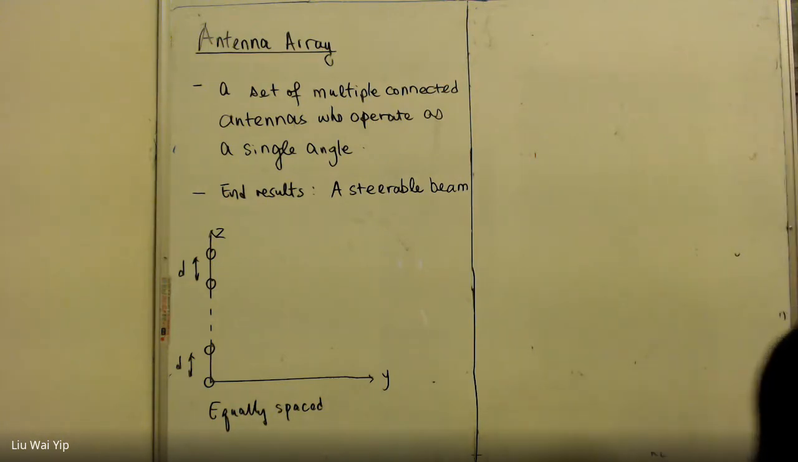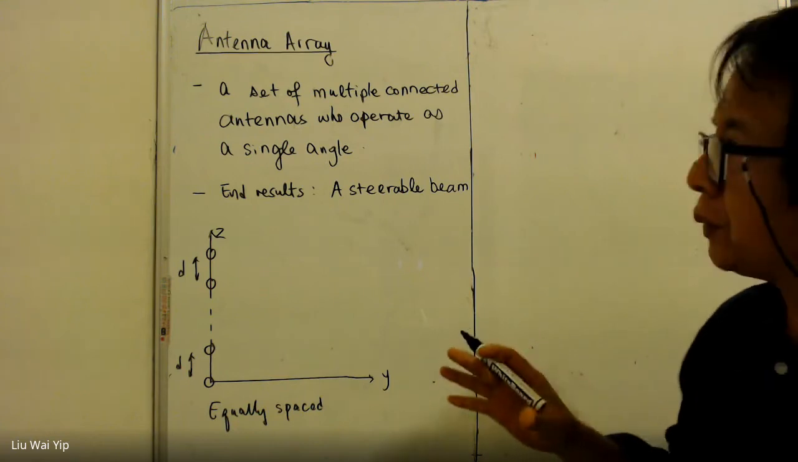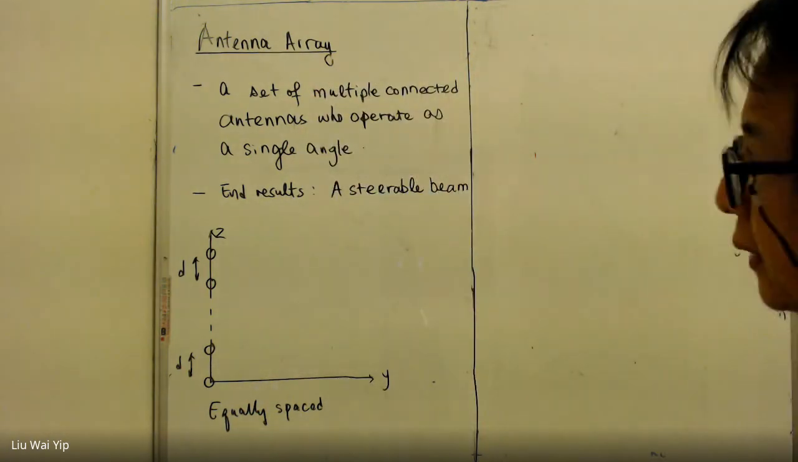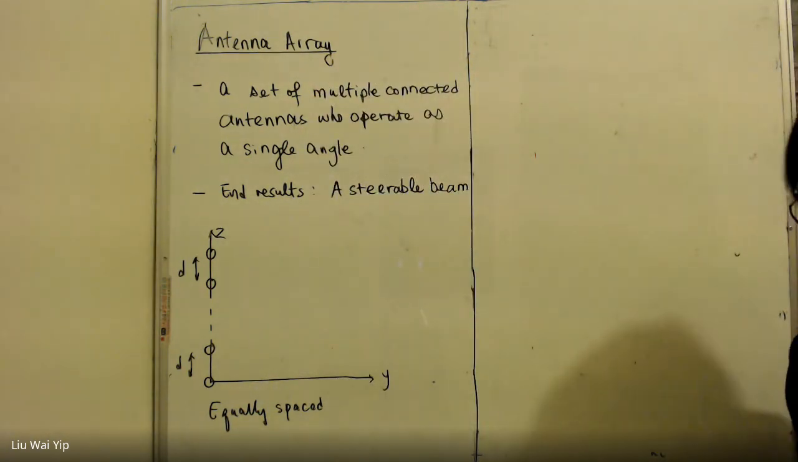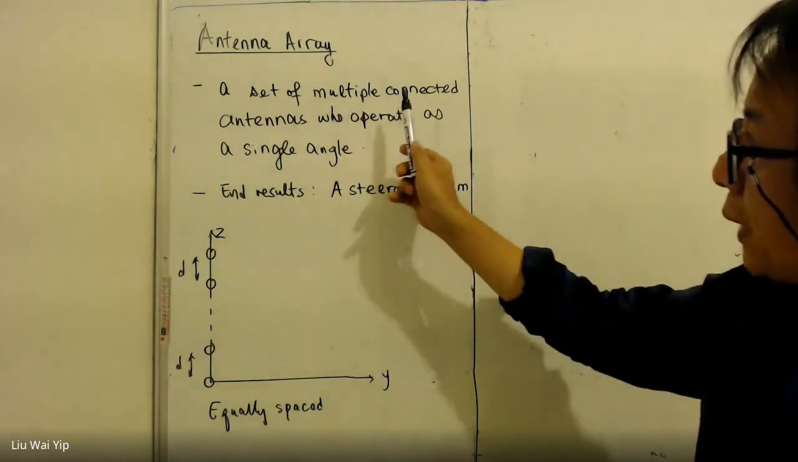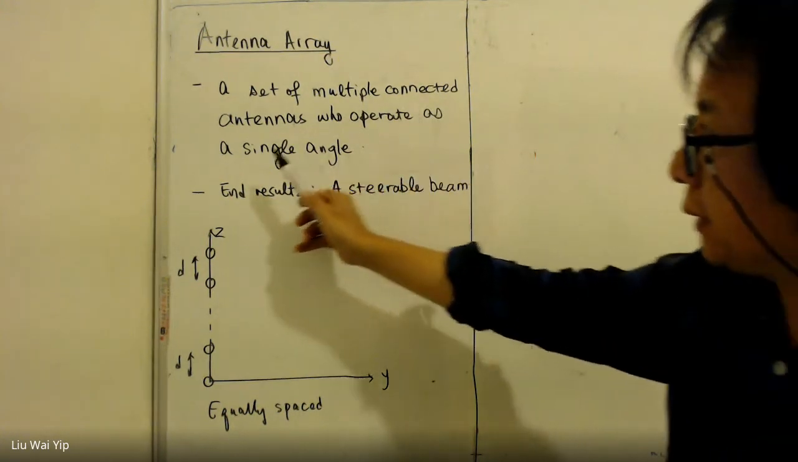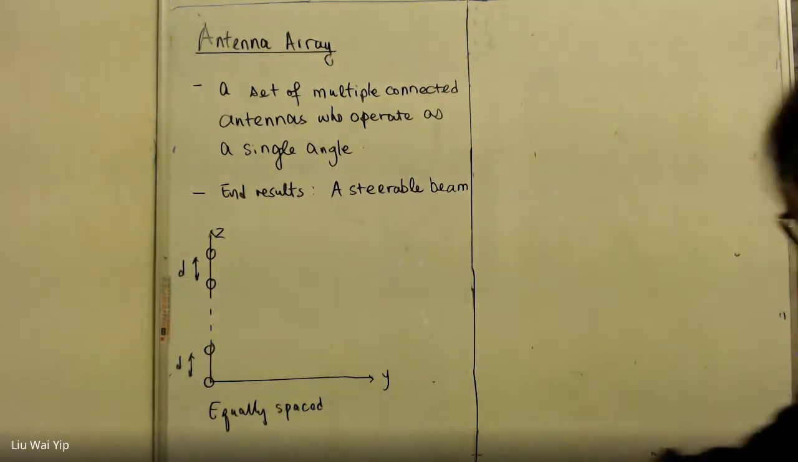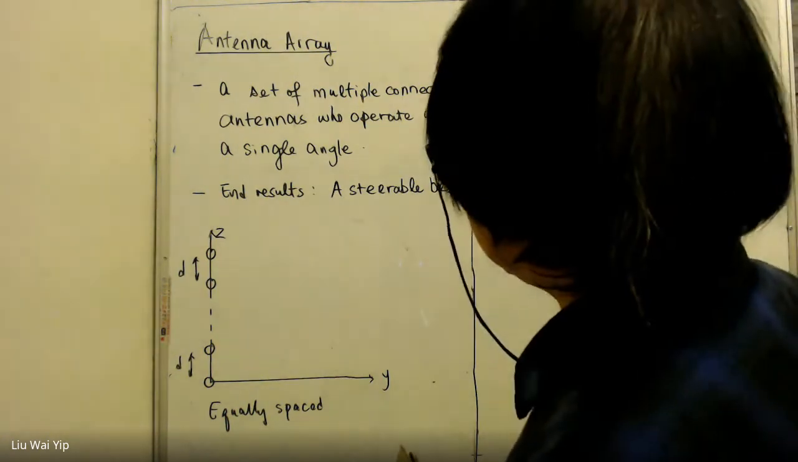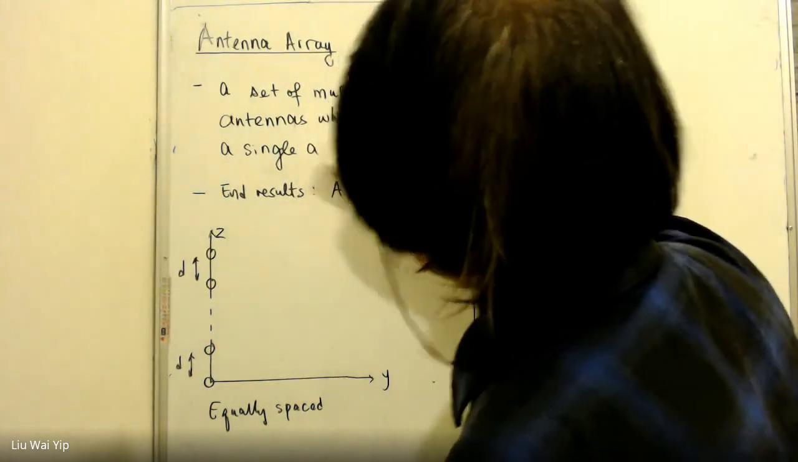Hello everyone, this video is about antenna array. Antenna arrays is basically a set of multiple connected antennas which operates as a single antenna. And I got it wrong here.